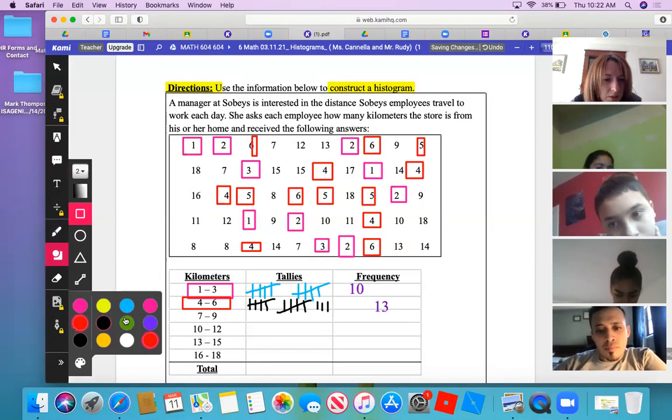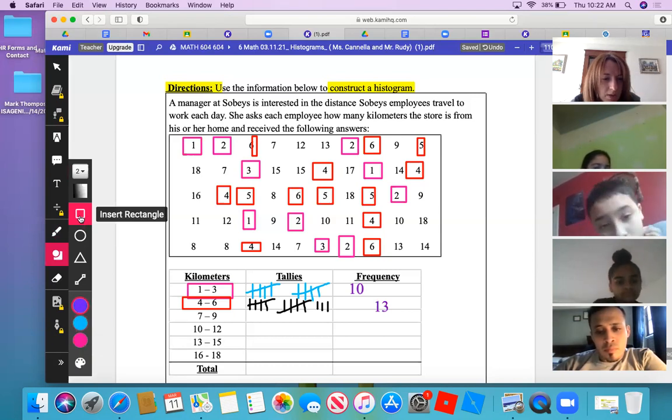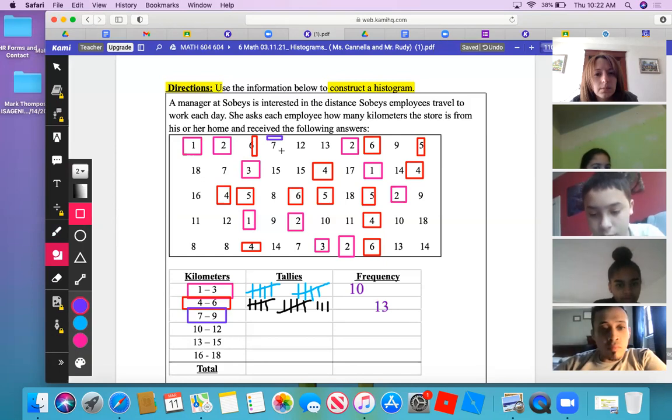All right, let's do the next one. Let's do some purple for the next contestants. What numbers go in between 7, 8, and 9? Somebody? 7, 8, and 9.